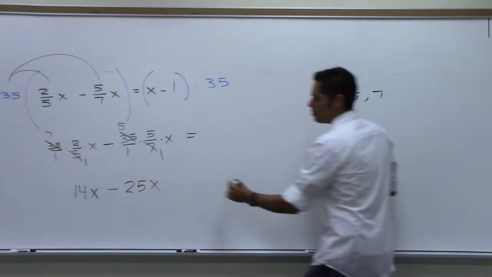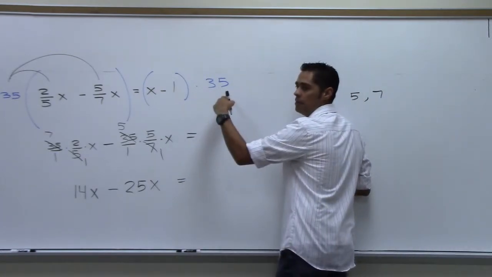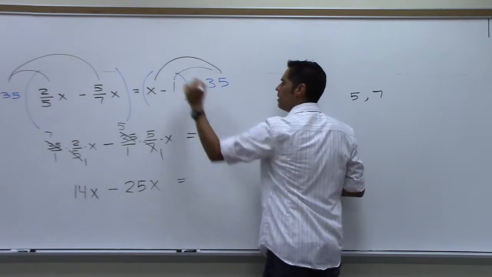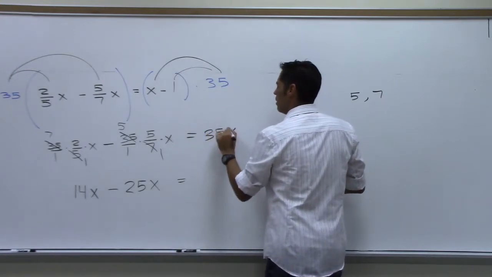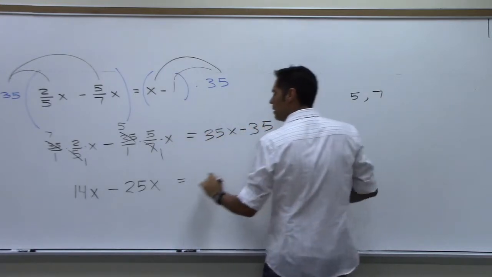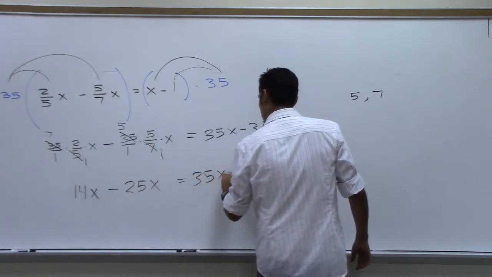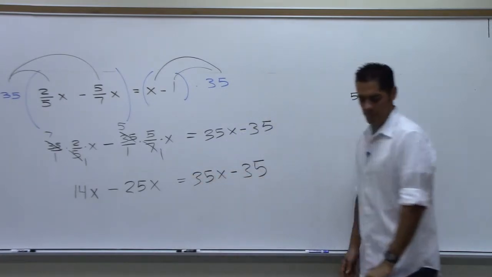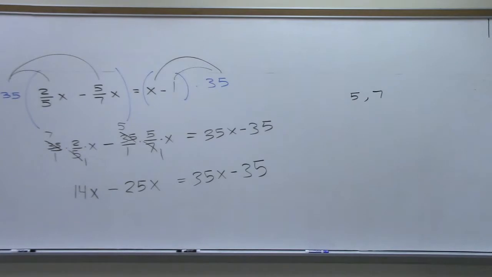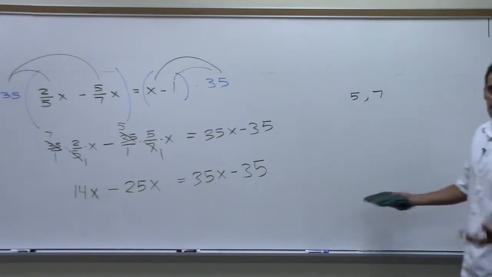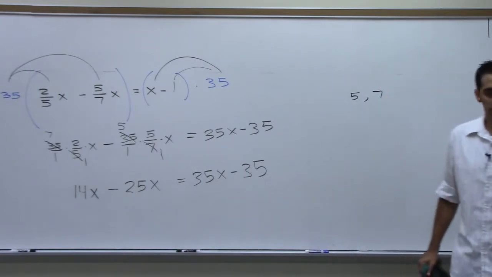And then equals, we never did the right side, did we? But that was here and here. This was 35x minus 35. So 35x minus 35. And now we go about trying to get x by itself. And we've cleared the fraction, so it's a little nicer to look at.